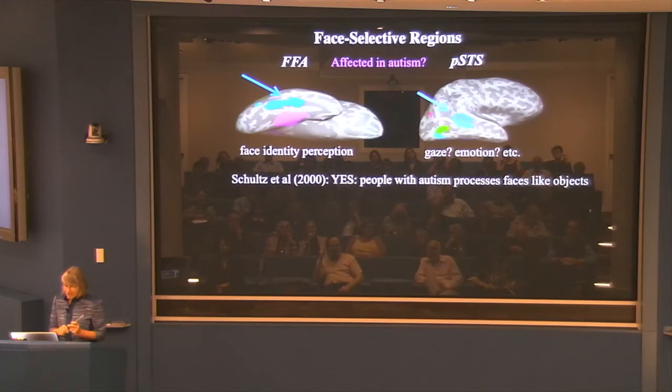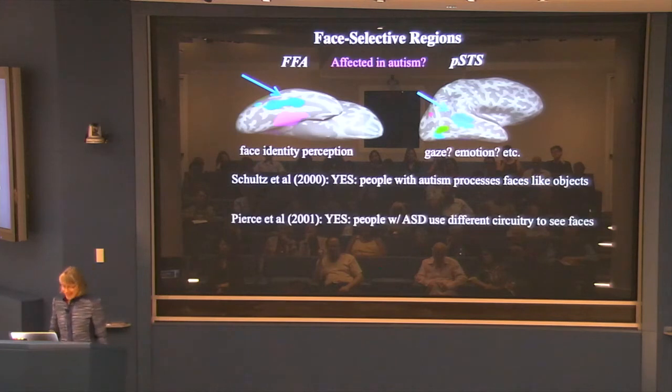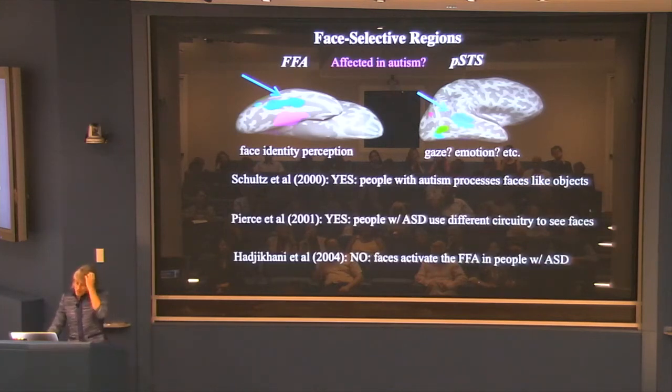Oh yes, background. Lots of people have asked this question before. So there's a paper by Bob Schultz, an early one, where he said, yes, there's a big difference. People with autism basically process faces as if they were objects. Okay, that was a very compelling story. It was kind of a meme that took off, and there's no stopping it. There was another paper that said basically the same thing, and then shortly thereafter, people started repeating these experiments.